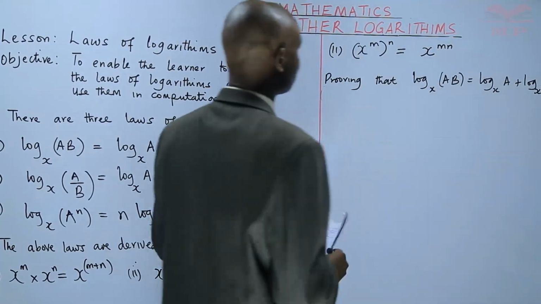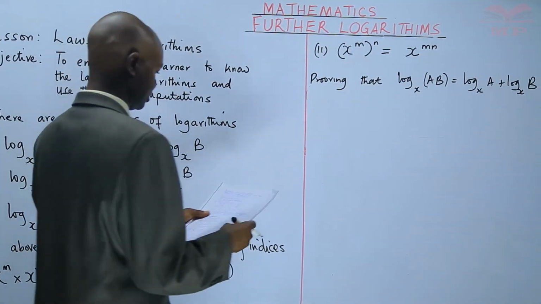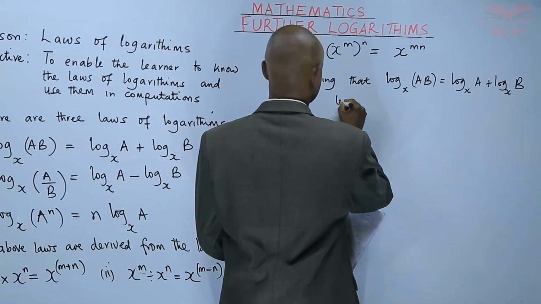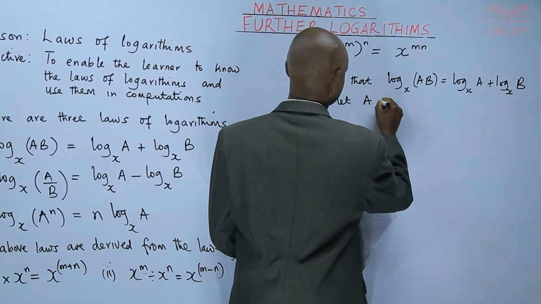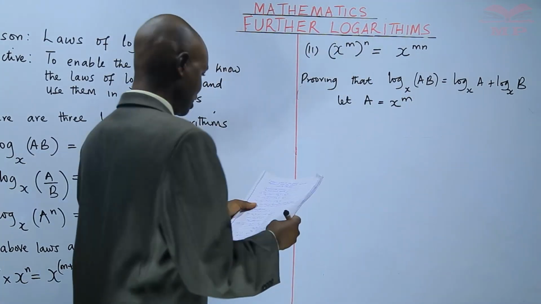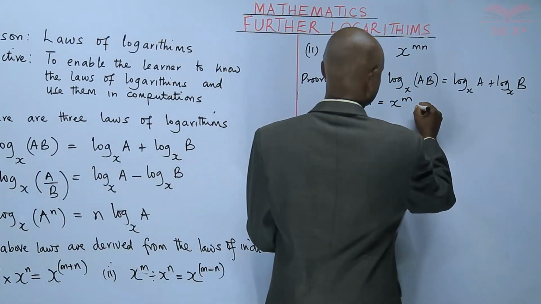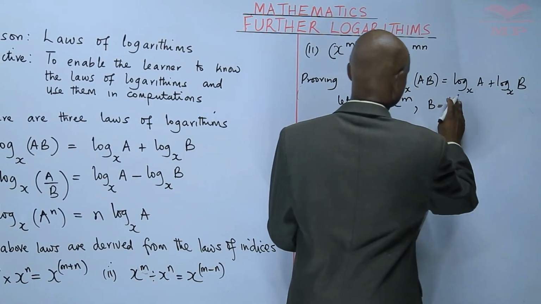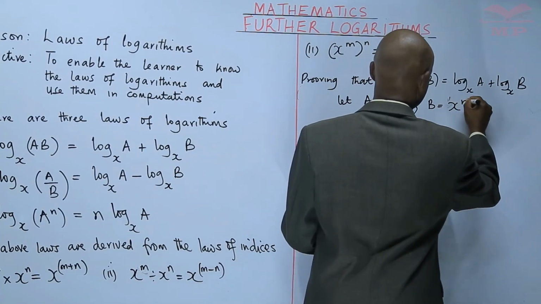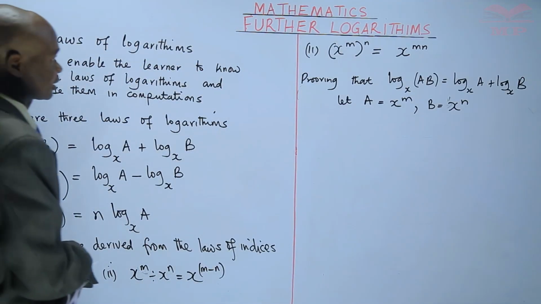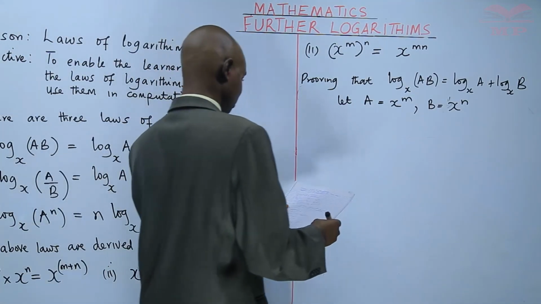So what you simply do, learner, you let a be equal to x raised to m, and b be equal to x raised to n. That is what we first of all do. So where you have that, you'll substitute.